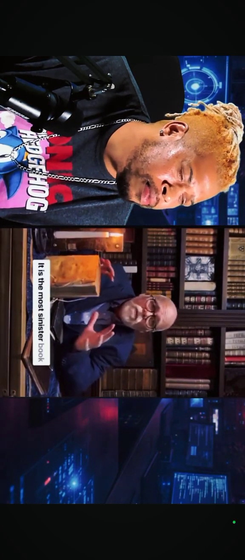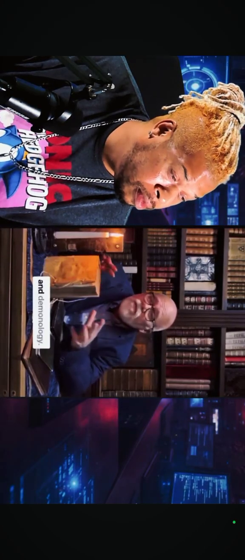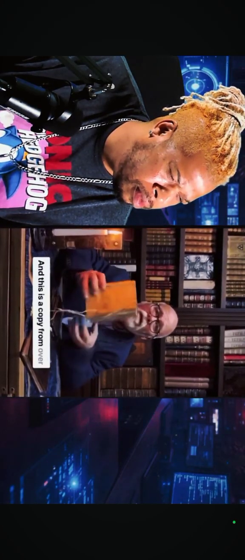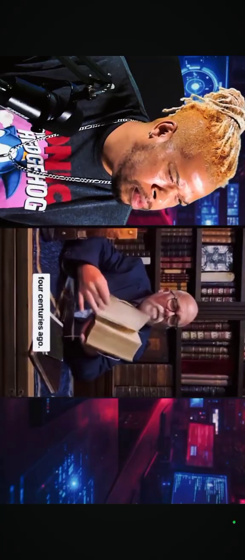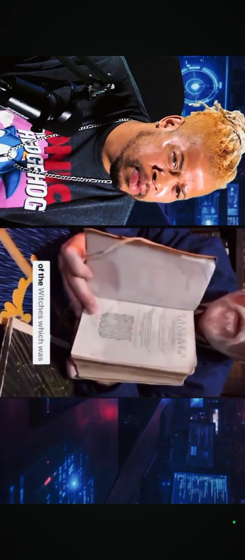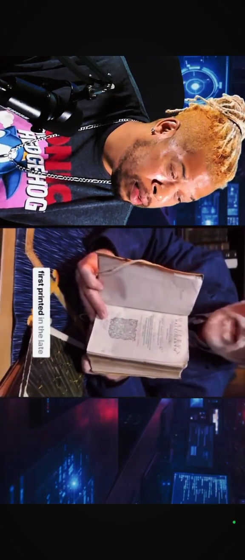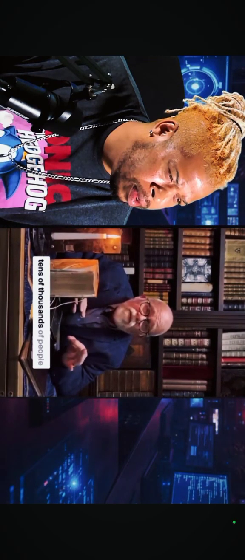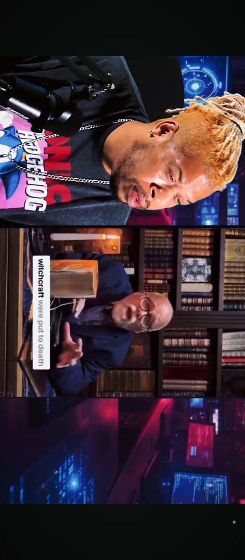It is the most sinister book ever written on witchcraft and demonology, and this is a copy from over 4 centuries ago, Malleus Maleficarum, or Hammer of the Witches, which was first printed in the late 1400s, and from about 1500 to about 1750, that was the witch hunting craze in Europe, and tens of thousands of people who were accused of witchcraft were put to death, mostly because of this book right here.